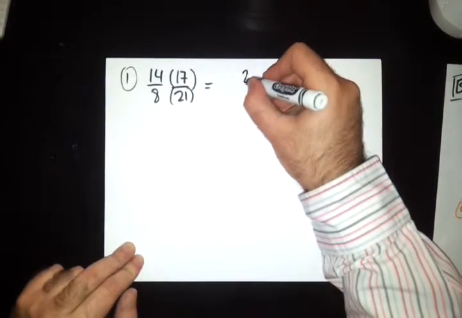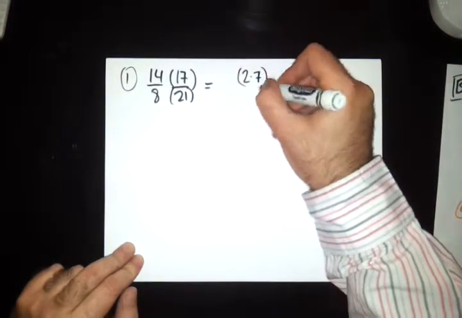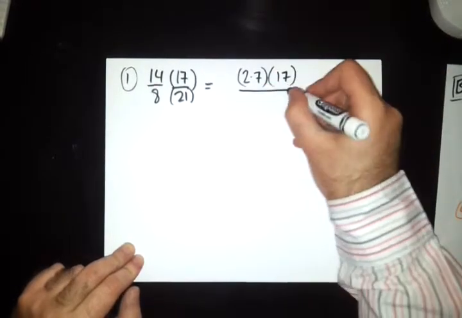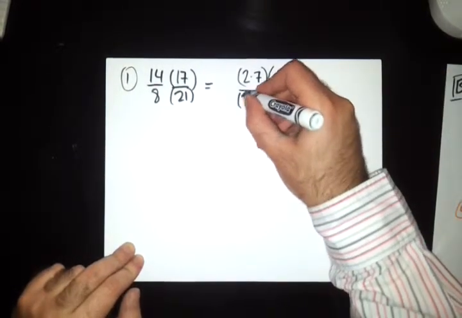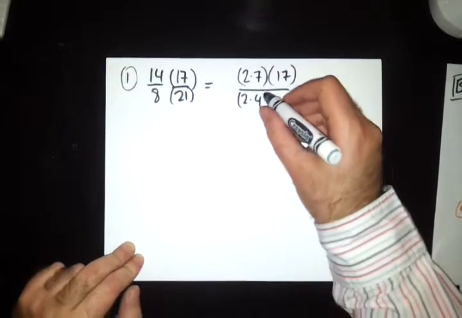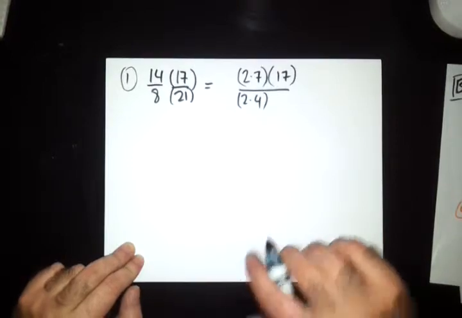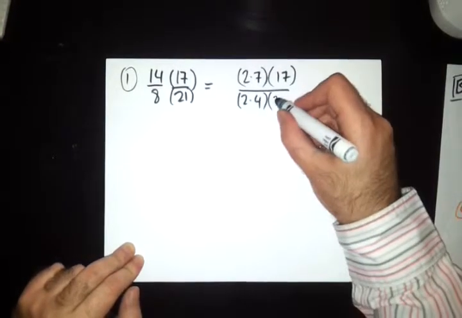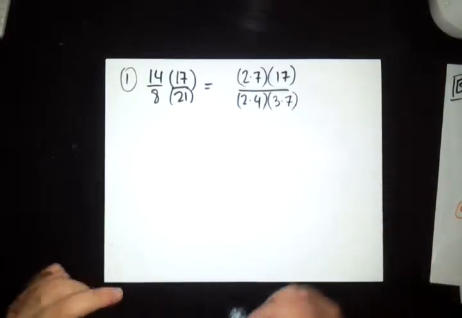14 I can write as 2 times 7. 17 I can't write as anything, it's a prime number. It stays like that. 8 I can write as 2 times 4. I can break that 4 down into 2 times 2 as well, but I'm going to keep it as such because I'm pretty sure I'm not going to need that full breakdown. But you could. 21 is 3 times 7. Why did I do this?